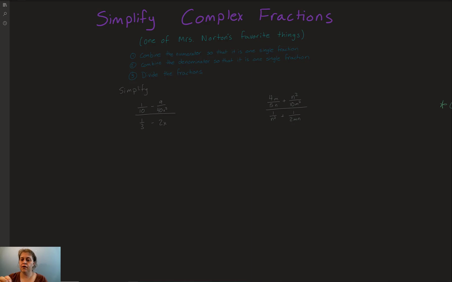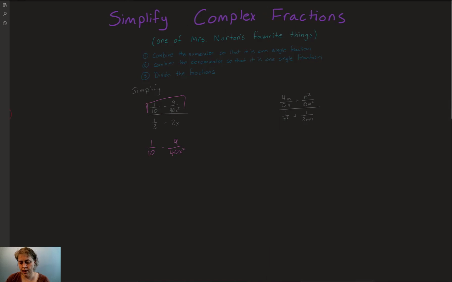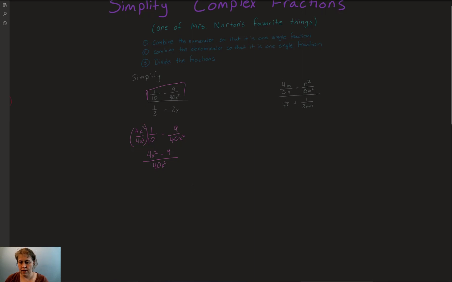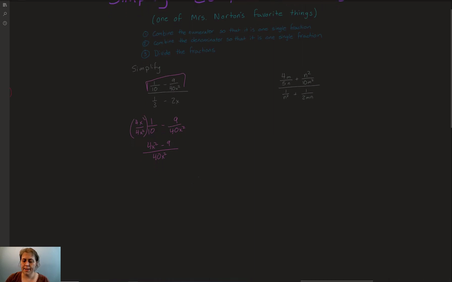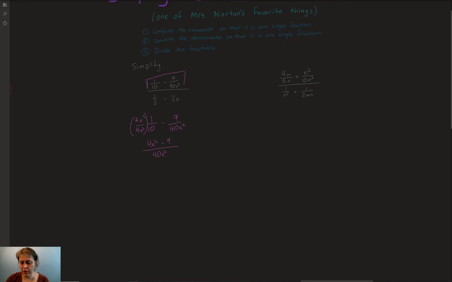What we're going to do is look at the numerator, so we're going to do that in pink. So we have 1 over 10 minus 9 over 40x squared. My GCF is 40x squared. This guy's missing 4x, and this guy's missing 4x squared. So I have 4x squared minus 9 over 40x squared, and that's my numerator. I'm going to go ahead and write that in factored form. So that's a difference of squares, 2x plus 3, 2x minus 3 over 40x squared.